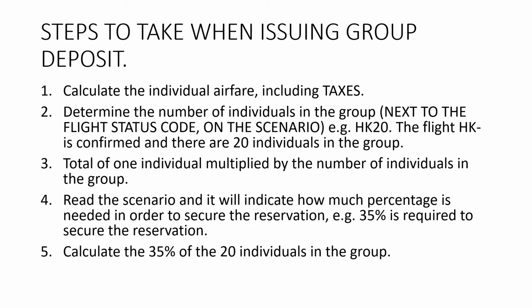The next step, which is step 3, you calculate the total of one individual, and then you multiply that total by the number of individuals within the group, and then you continue reading the scenario. They will specify that a 35% deposit is required in order to secure the reservation. Then you take the total that you got from multiplying for the 20 people, then you times it by the 35%, which is required to secure the reservation.